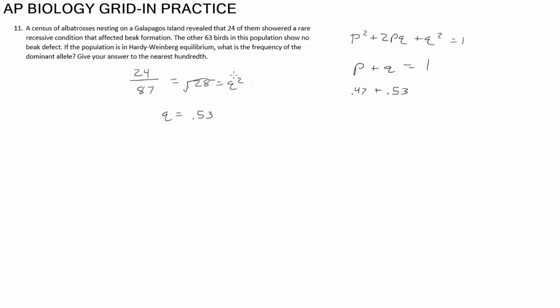Now looking at the question to figure out which I need to solve for, it says, what is the frequency of the dominant allele? It's not asking me for the frequency of homozygous dominant. It's not asking me for the frequency of any particular genotype. It's actually asking for the allele itself, which is from this second equation. And in this second equation, p represents the frequency of the dominant allele, and q represents the frequency of the recessive allele. Therefore, I already have my answer. It's asking for p, because that is the frequency of the dominant allele, or 0.47.